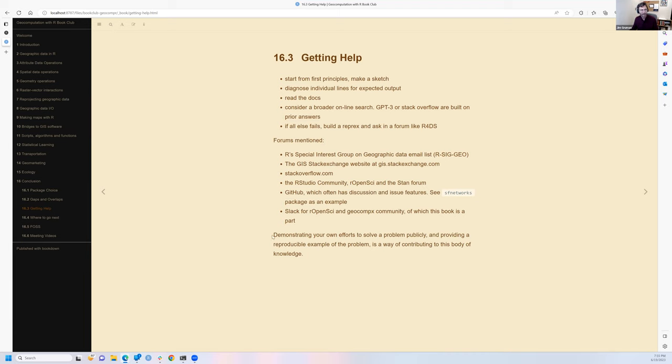And then obviously, demonstrating your efforts to solve a problem publicly, if that's out on GitHub or in a Slack or somewhere, if that gets picked up, or if it was on Stack Overflow, somebody else asking the same question should have the benefit of arriving at the same answer someday. So this pattern of us contributing is actually beneficial in so many ways.